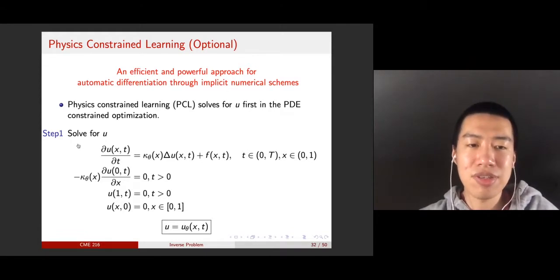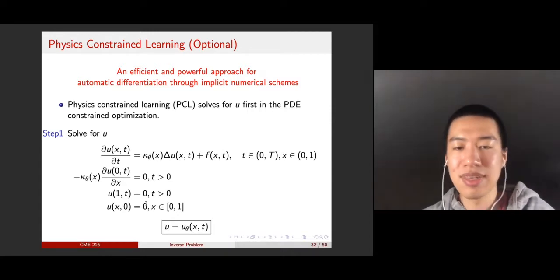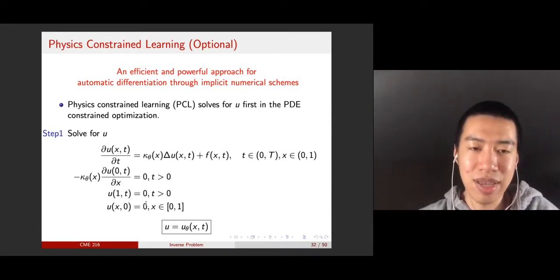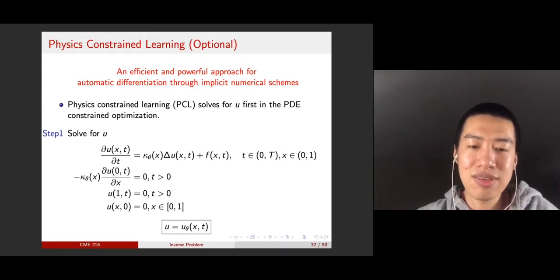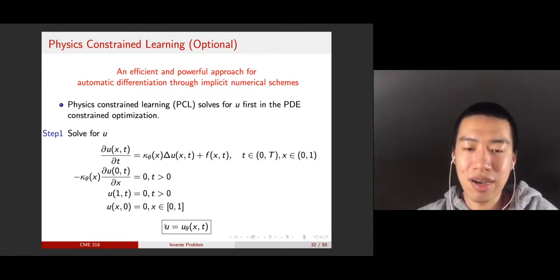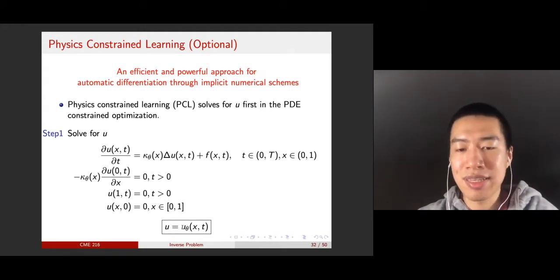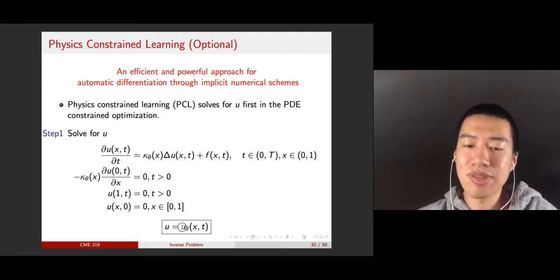The first step is to solve for U, where you have this PDE system. You can solve for U using any numerical solver you have, for example finite difference or finite element or any other scheme. You might use implicit schemes or explicit schemes, or spectral methods or any method. Then you solve for U and get an expression like this. You cannot write it out analytically in most cases, but you know that your solution U depends on theta, where theta is the weights and biases of this neural network.